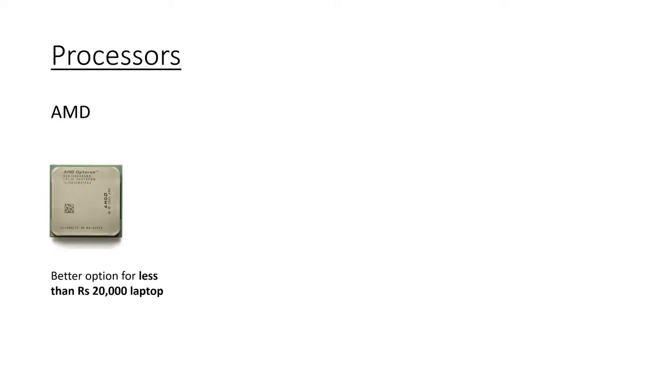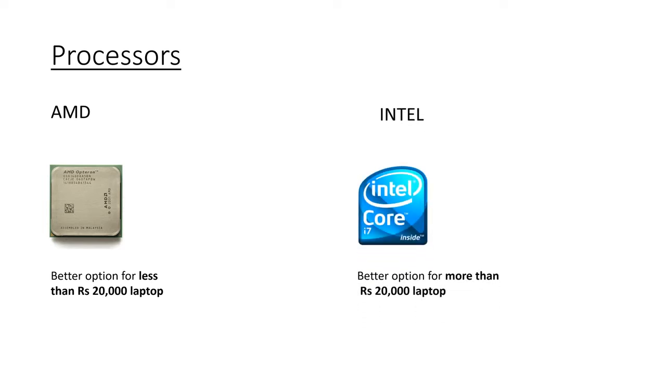An AMD processor is a better option for a laptop priced less than Rs 20,000, as it offers more processing speed for a given price as compared to Intel. On the other side, Intel is preferable when the laptop price is more than Rs 20,000.